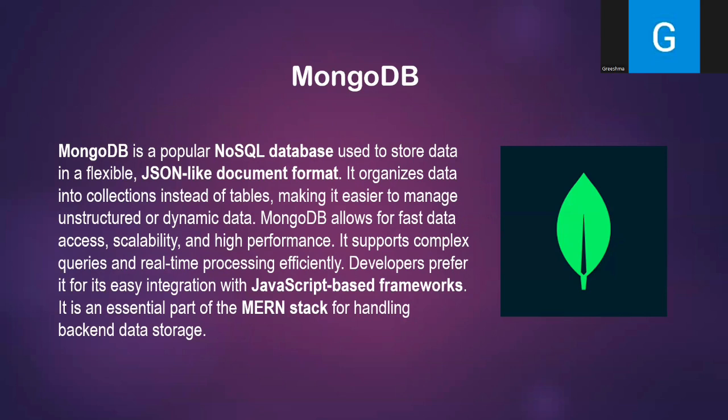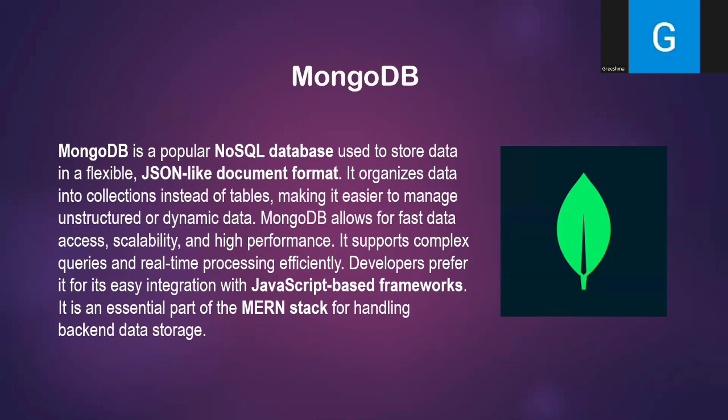MongoDB is a NoSQL database that stores data in JSON-like documents instead of traditional tables. This gives flexibility to handle unstructured and dynamic data efficiently. It's known for speed, scalability, and ease of integration with JavaScript. In our project, MongoDB is used to store user details, room information, and booking data safely and efficiently.